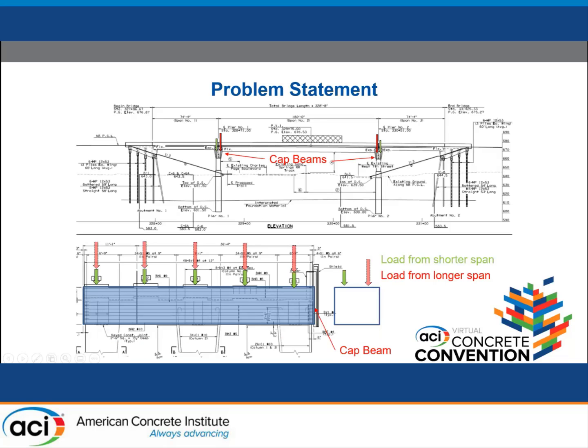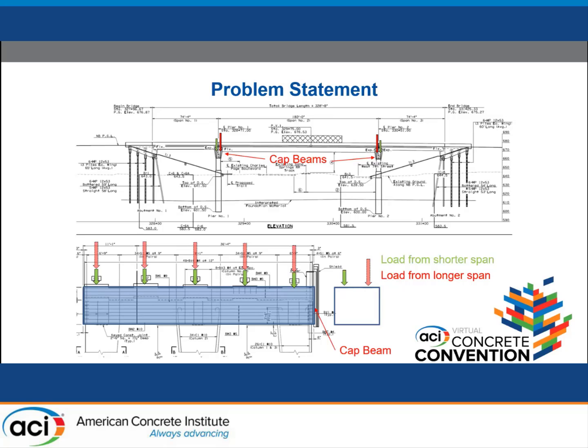So here is the problem statement. As you can see on the top of the slide, we worked on a three-span bridge, and all three spans are simply supported by the middle two piers and the abutments on the two sides. The middle span of the bridge is much longer than the side spans. So when you apply the live load and the dead load, the reaction forces from the longer span will be much larger than the reaction forces from the shorter span.